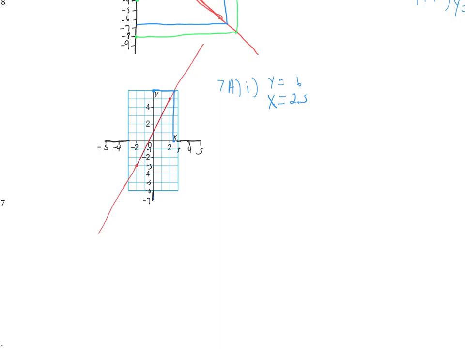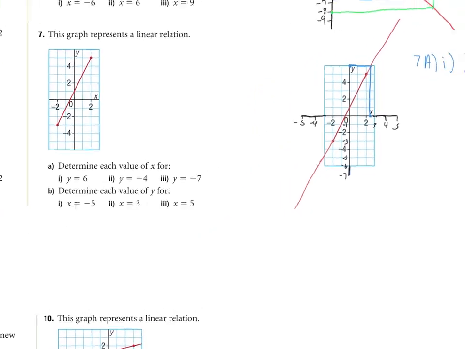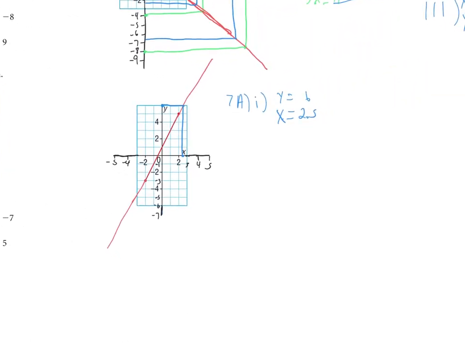So next one I have is y equals negative 4. And right here is where y equals negative 4, and I can come across to here and then head straight up to there. And I can see that it's about negative 2.5. So x equals negative 2.5.